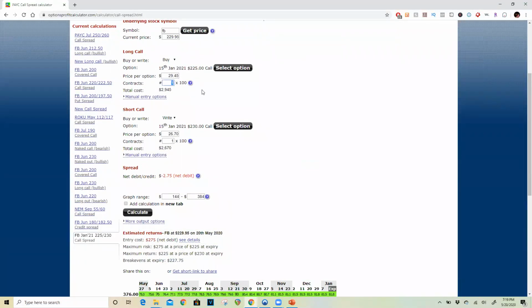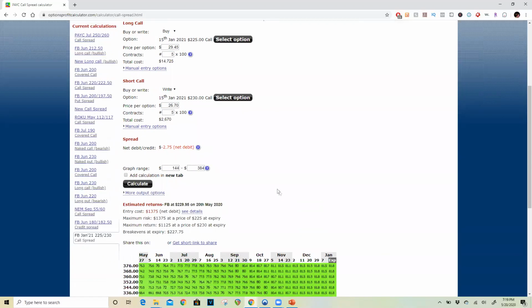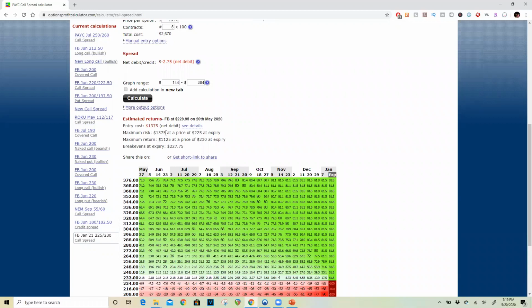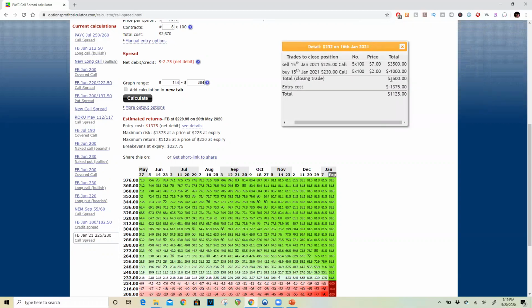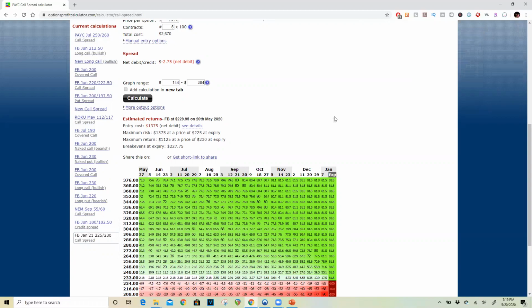Now, if you can buy more than one spread, for example, you bought 5 of these calls and sold 5 of these calls, hit calculate. Now you paid $1,375 to open it, but upon selling it at the break-even price, you can close it at $2,500 and make a profit of $1,125. Isn't that amazing? That's really the beauty of debit spreads.